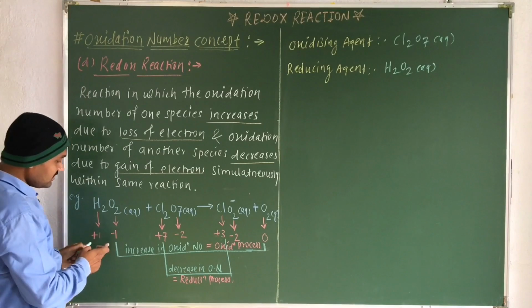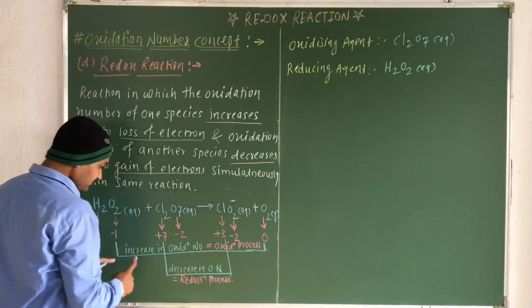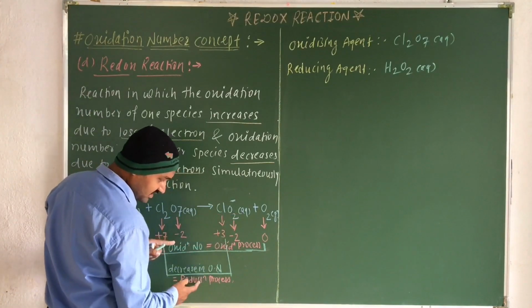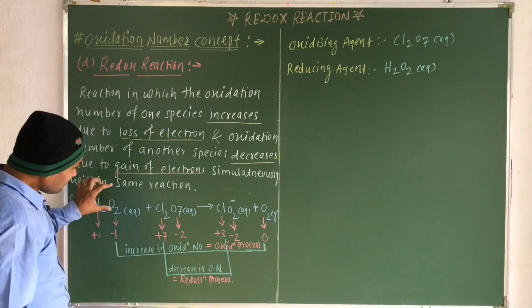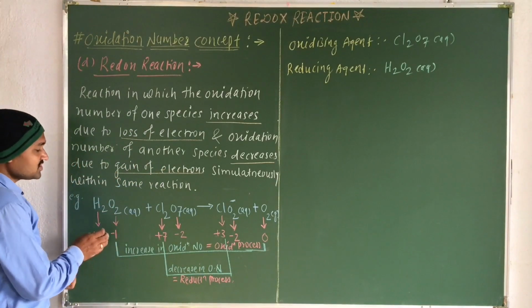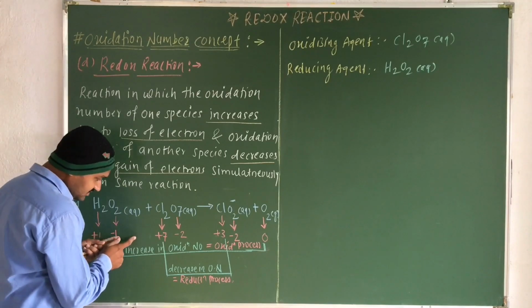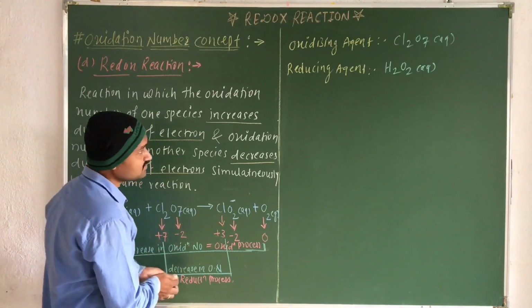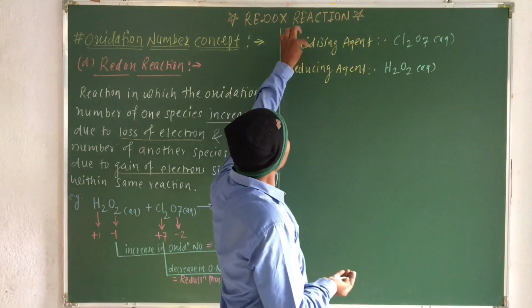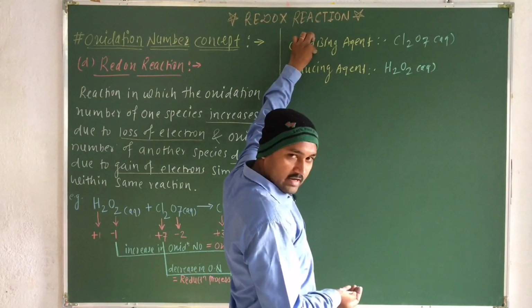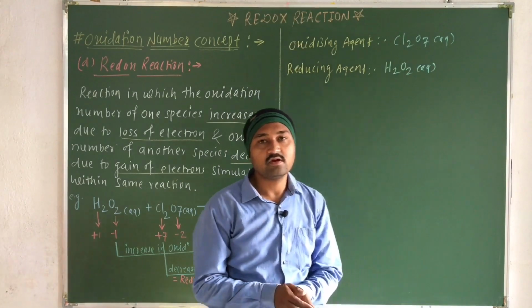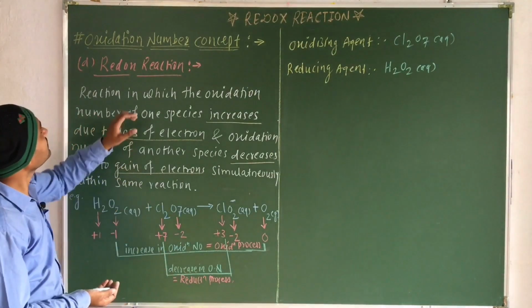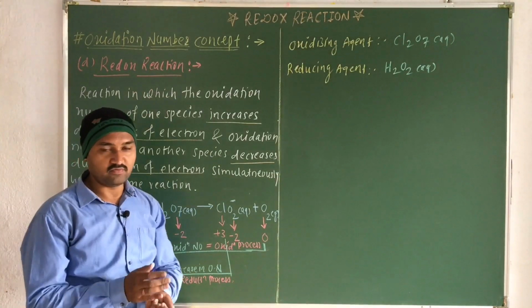As we know that in this reaction oxidation and reduction take place simultaneously. So generally the question asks you to identify which is the oxidation process, which is the reduction process, and which particular molecule or element or ion acts as an oxidizing agent or the reducing agent. So this is about your redox reaction.